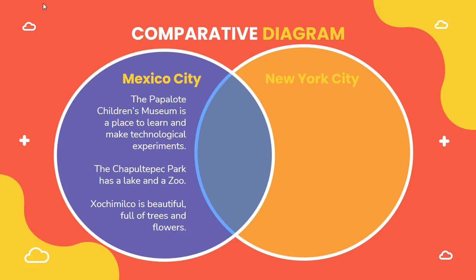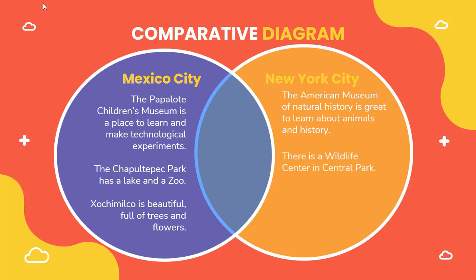Now let's see the information of New York City, okay? Okay, in New York City, the American Museum of Natural History is great to learn about animals and history, okay? The American Museum of Natural History is great to learn, para aprender, to learn about animals and history. There is a wildlife center in Central Park, and in Central Park there are lots of statues. The most popular is the Alice in Wonderland statue.